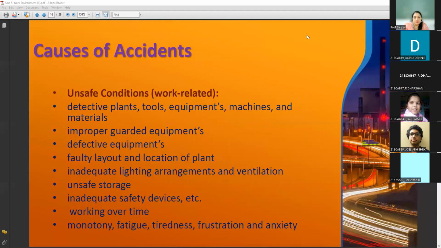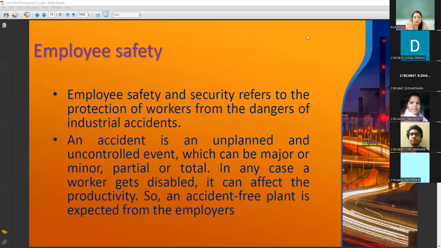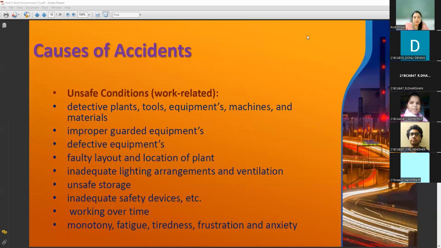Now these are the different causes of accidents, which we are going to divide into three categories. The first category speaks about unsafe conditions, then we have unsafe acts, and then we have other causes. First we will see unsafe conditions. Any kind of defective plant, tools, equipment, machines, and material may lead to an accident. So if in our industry we have any defective plants, tools, equipment, machines, or material, this may lead to an accident in an industry.